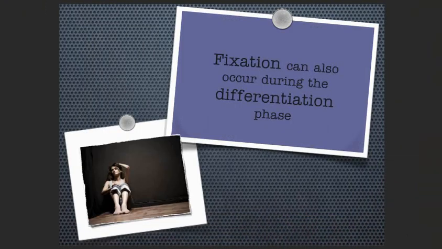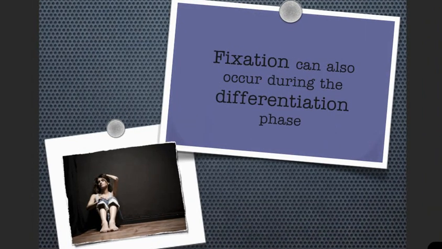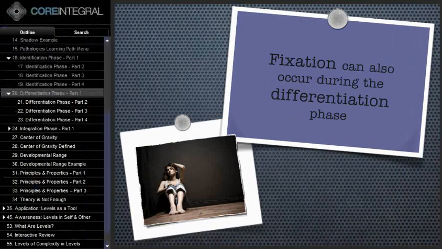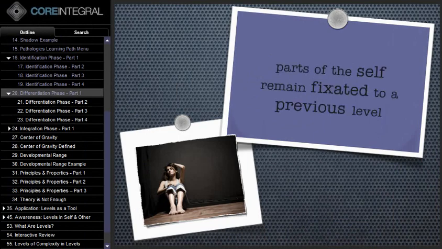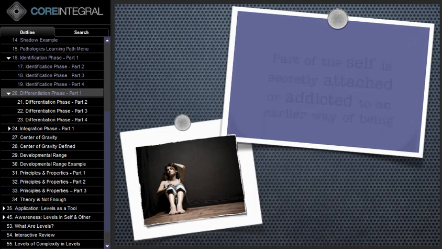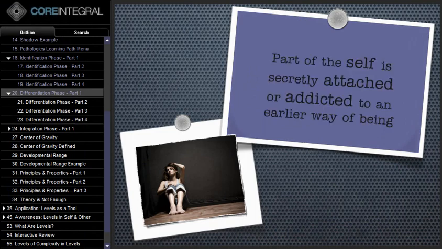Fixation can also occur during the differentiation phase. Healthy development incorporates previous rungs into the new emergent level, but negates the views from the earlier levels. Rungs and capacities are incorporated, but views are negated. In some cases, although development continues, parts of the self remain fixated to a previous level. The result is that a hidden view or impulse is retained. Part of the self is secretly attached or addicted to an earlier way of being.